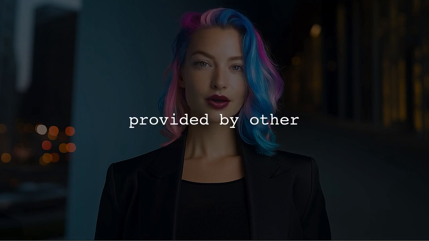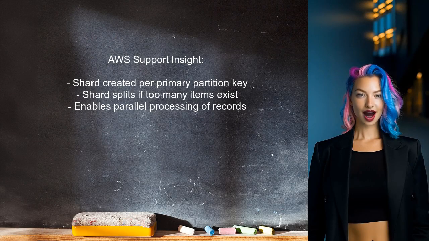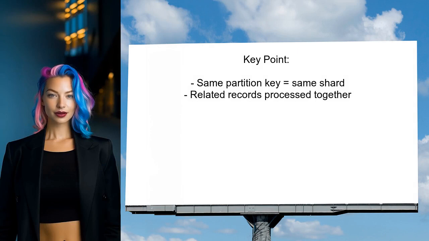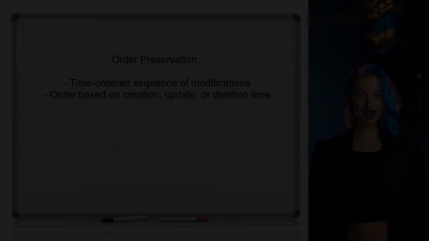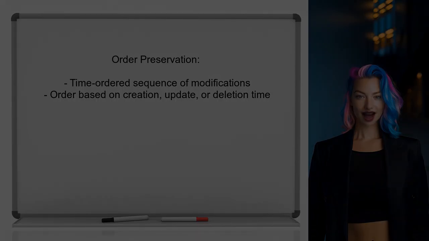Now let's look at the answers provided by other users. According to a response from AWS support, each shard in DynamoDB Streams is created per primary partition key. If there are too many items in a partition, the shard will split into child shards. This allows for parallel processing of records. If multiple items share the same partition key, they will be stored and removed from the same shard. This ensures that all related records are processed together. DynamoDB Streams maintains a time-ordered sequence of item modifications at the shard level. This means that the order of records is preserved based on when items were created, updated, or deleted.